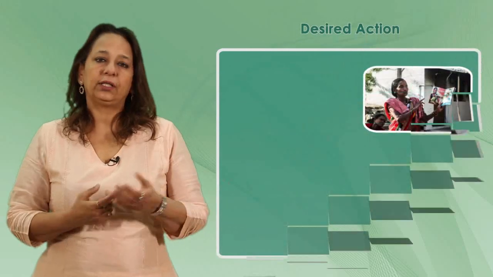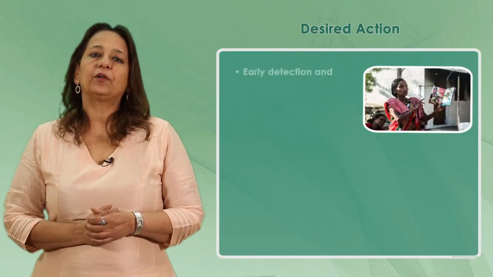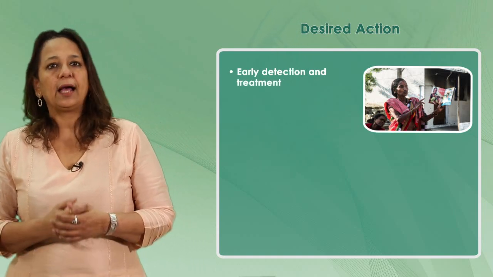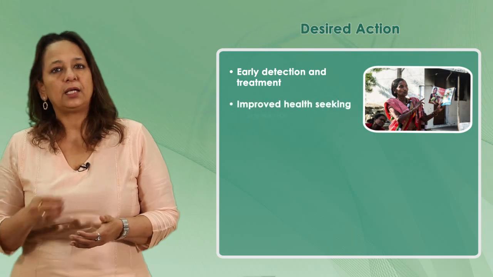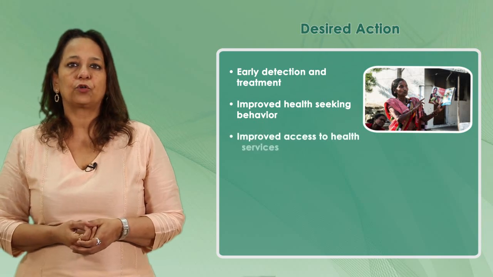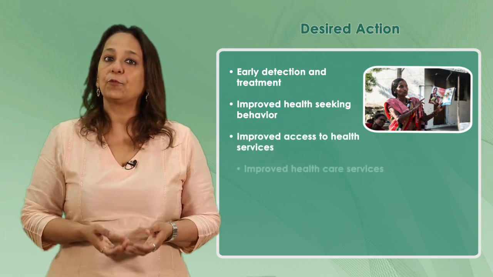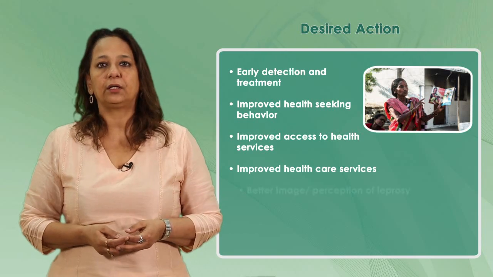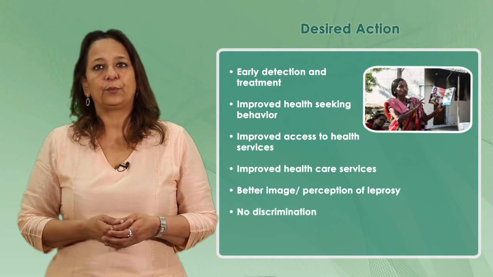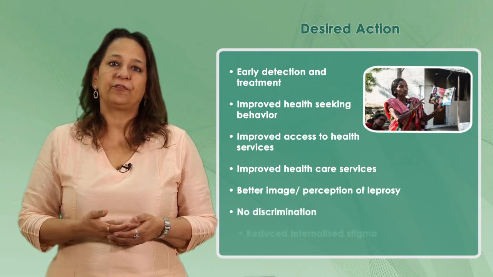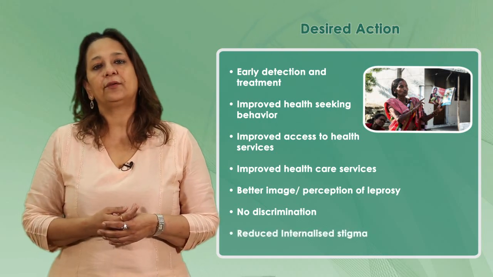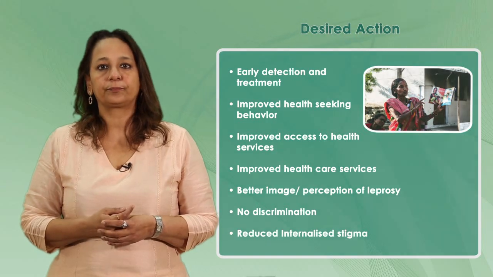So out of all the IEC, when we are developing IEC, we really need to identify what is the desired action that we are looking at. There has to be a desired action with each and every IEC that is being designed. Some of the desired action could be early detection and treatment, some could be improved health-seeking behavior, improved access to health services, improved healthcare services, changes in perception of leprosy and reduced discrimination, and of course reduced internal stigma.